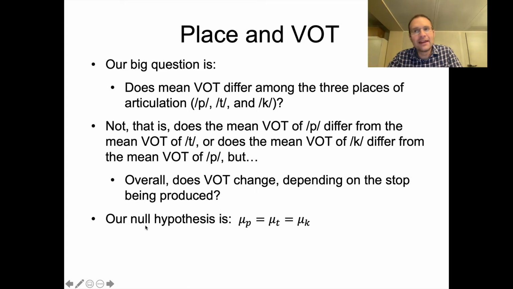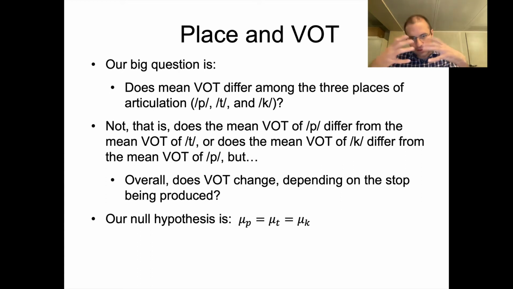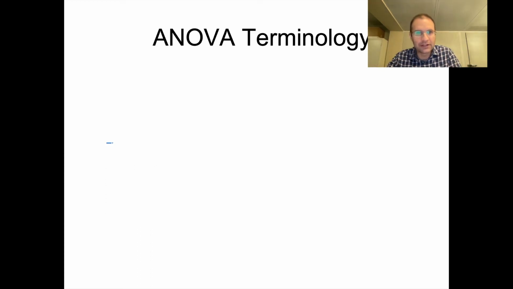If we get a significant result for this test, that means that these 3 things are not all the same. It doesn't tell you specifically which 2 are different from each other or if all the 3 are different from each other. It just says this doesn't fly anymore. We can't assume that all of them are equal. We have to take, in this case, place of articulation into consideration. Okay, so that's the basic conceptual setup for how this works.